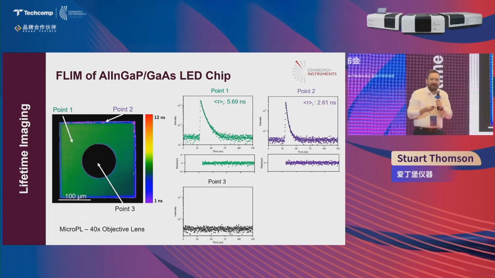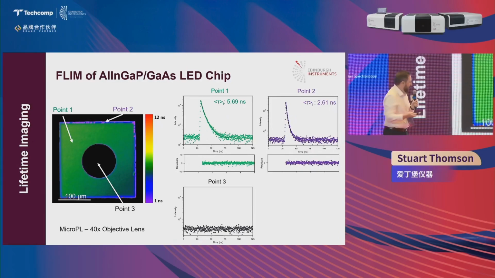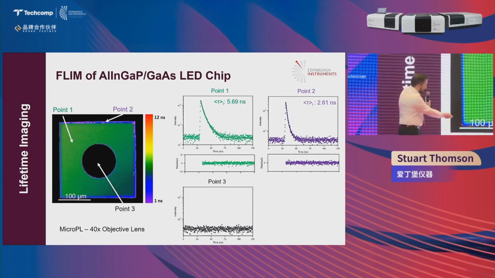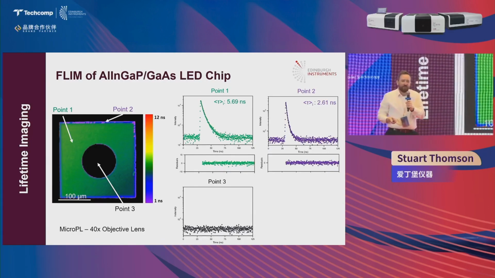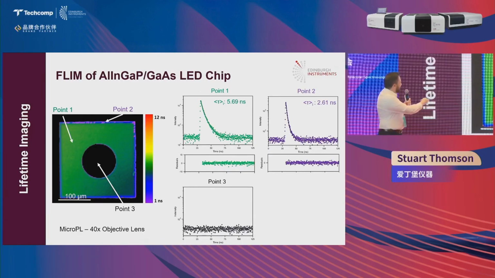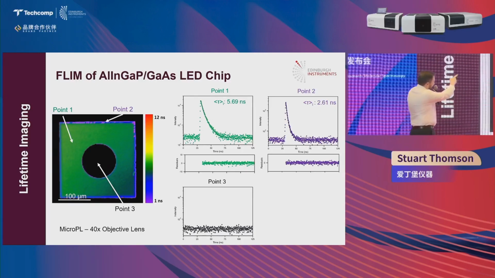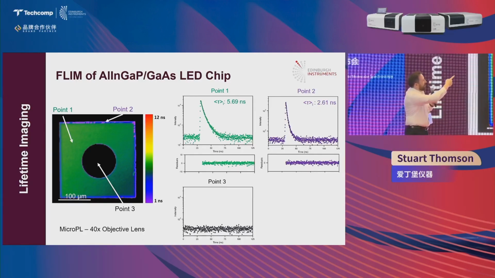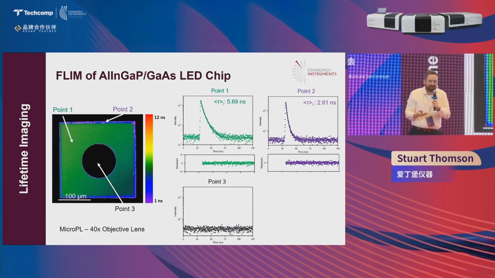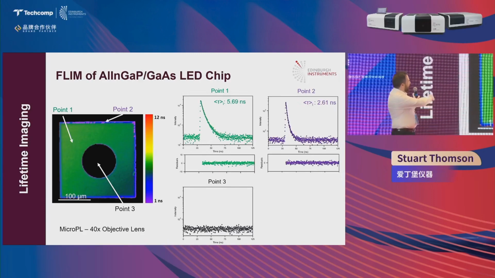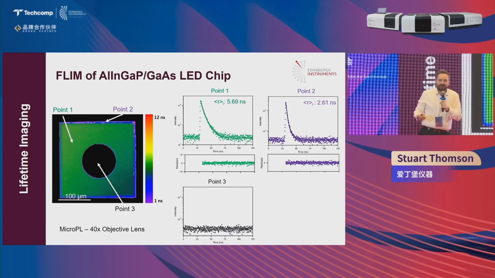This is the same LED chip, but now we've acquired a higher resolution image. We've switched to a 40x magnification objective to focus in on one area. We can see a similar effect: the area in the center of the chip is color-coded in green, which has a lifetime of about 5.5 nanoseconds, whereas the edge of the chip has a shorter lifetime, around 3 nanoseconds.